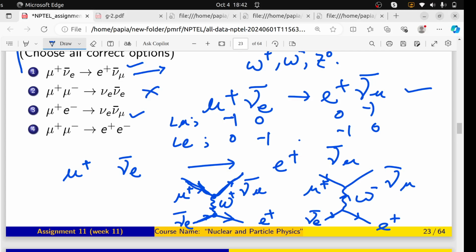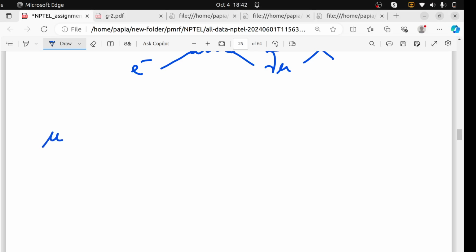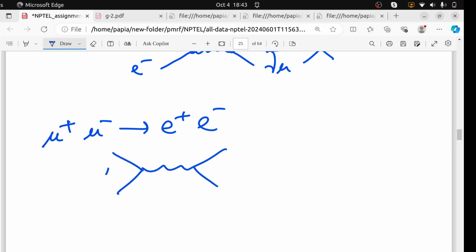Now coming to mu plus mu minus, E plus E minus. For this case, obviously this is a possible, I mean allowed, interaction. Now, see here neutrinos are not present directly, so we can't say that it is only weak interaction. It can be possible that it is electromagnetic interaction and weak interaction. How? It can be possible like this one: mu plus, mu minus, E plus, E minus, gamma. Through gamma it can be possible.